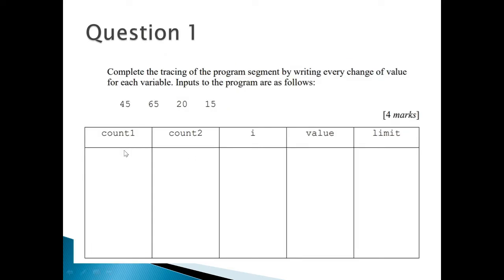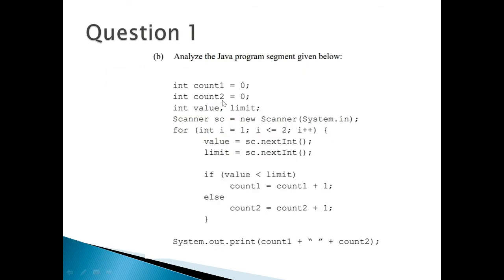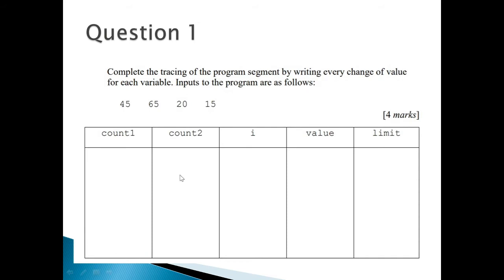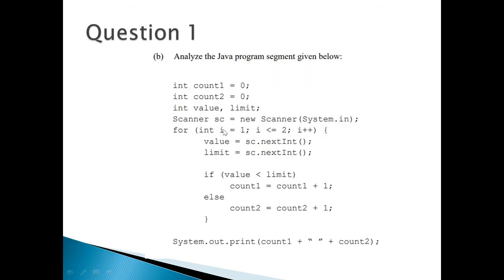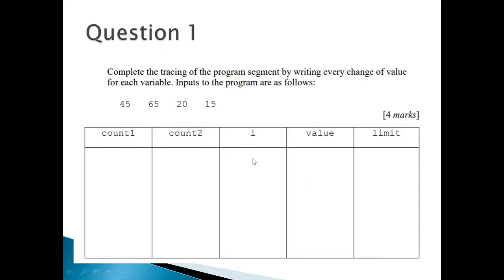So we start with count 1. What is the value for count 1? Count 1 is 0, count 2 is 0. Next, the value for I. I will start with 1, so the value for I here is 1.